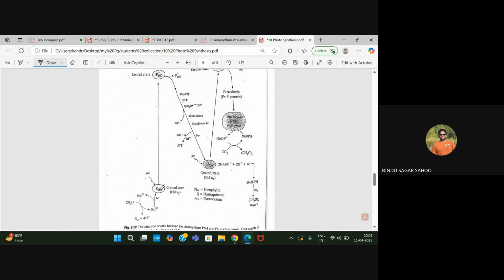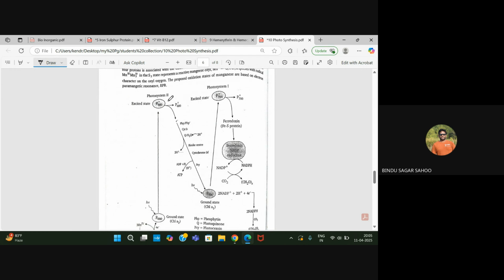That means here the excited state conversion is not due to the electron, it occurs due to the absorption of energy, and these electrons just attach to the photosystem P680. Further, this will pass through these reaction paths, and these reaction paths are mentioned here also.